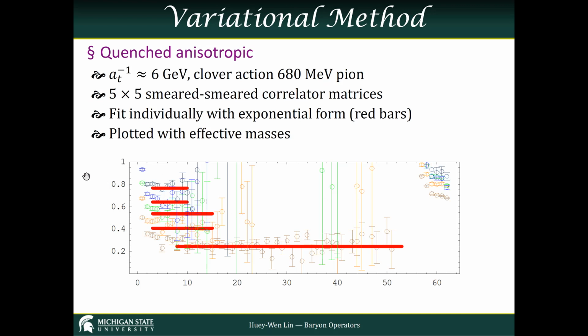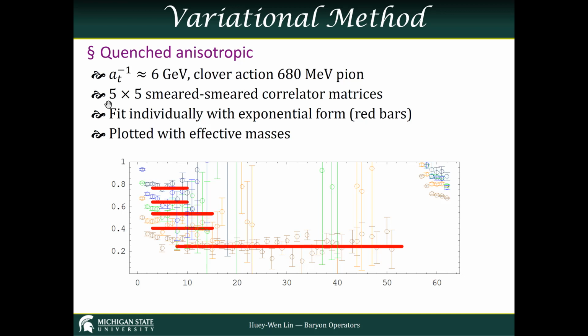Now, anisotropic is a kind of lattice that is not hypercubic. It has cubic symmetry, but the fourth dimension is much finer than the spatial dimensions. So this particular lattice has an inverse lattice spacing in the time direction of 6 GeV, which is very high. That allows us to extract the excited states with a great deal of precision. We use Clover action, and we have a very heavy pion mass, 680 MeV.